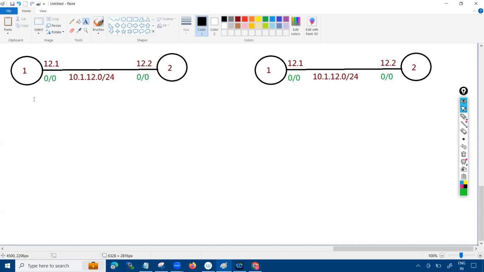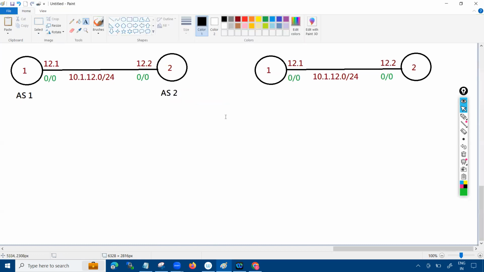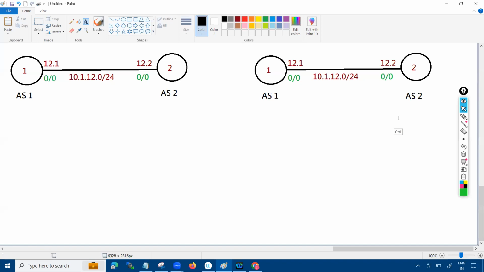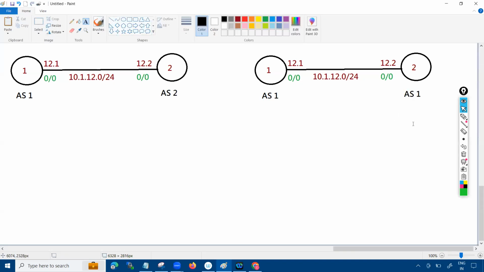So this is one organization. I can say the organization is Cisco, right? This is another organization. Different organizations are going to use different autonomous systems. So this is AS1, same organization, same organization. So can you tell me which one is the IBGP and which one is the eBGP? Anyone?